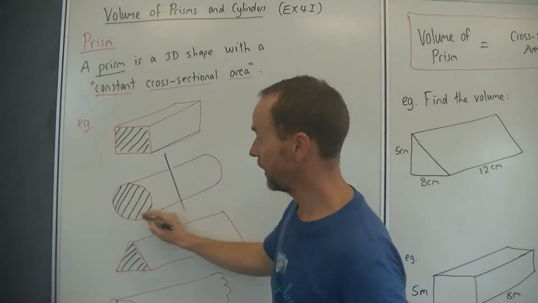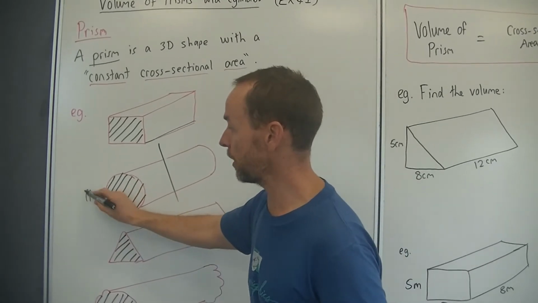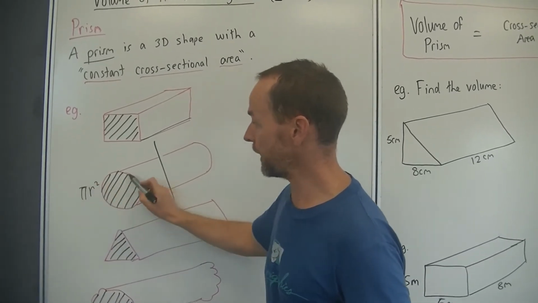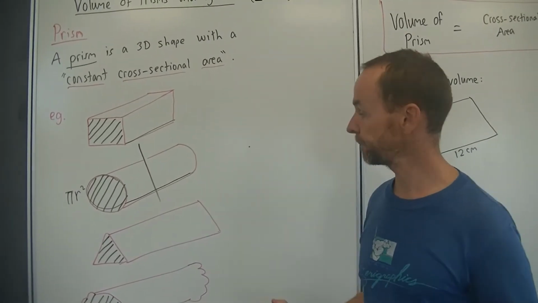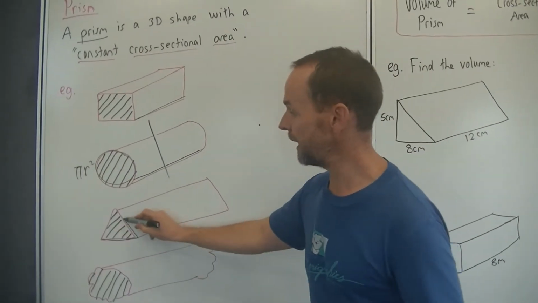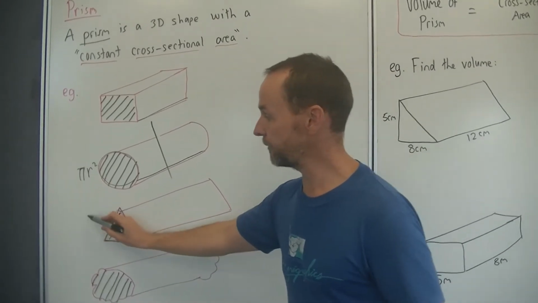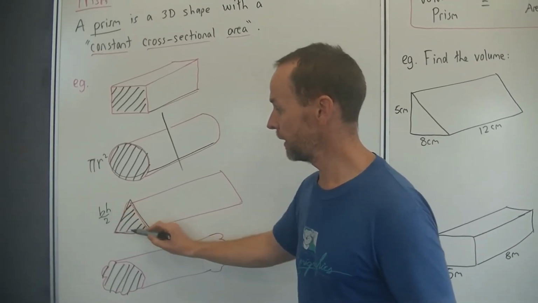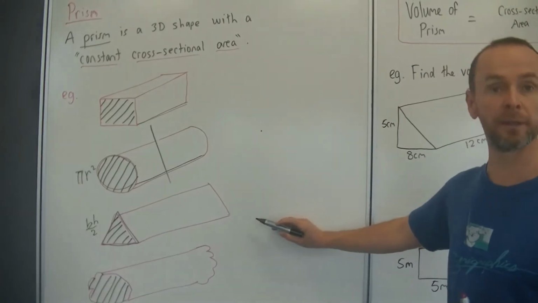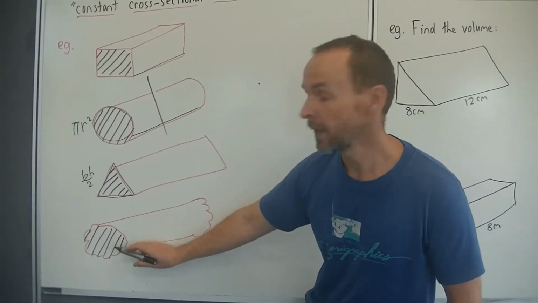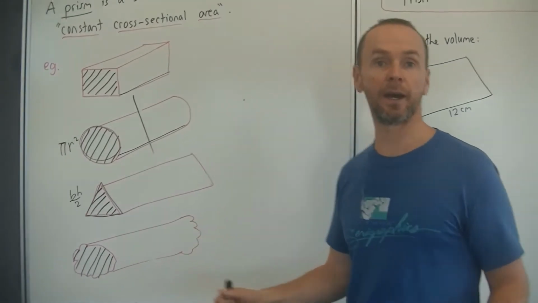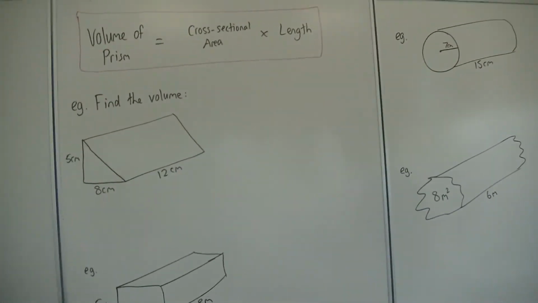A circle, we know the area of this circle is pi r squared. So you work out the area of that circle and times it by the length, and then you've got the volume. Next one, area of a triangle. Base times height divided by 2, area of the triangle, and then times it by the length, and that's a volume. The last one, we can't really accurately work that out, but if that was given, then you could work it out.